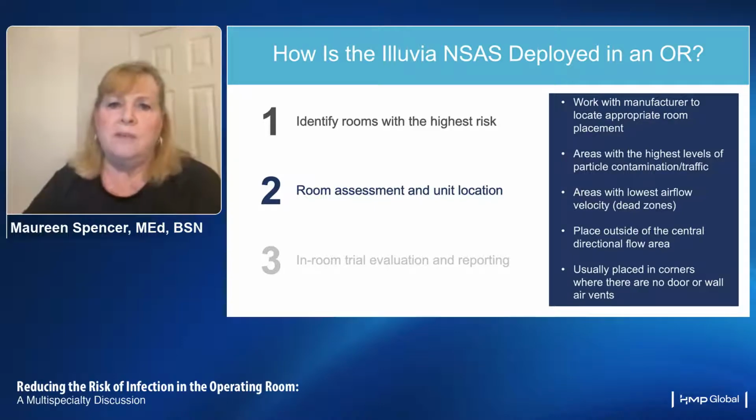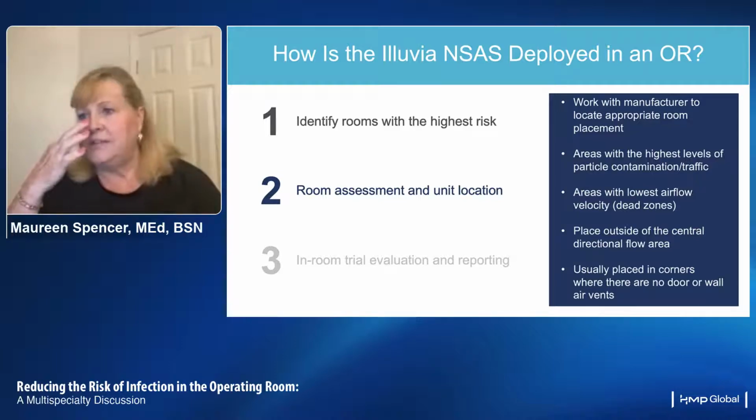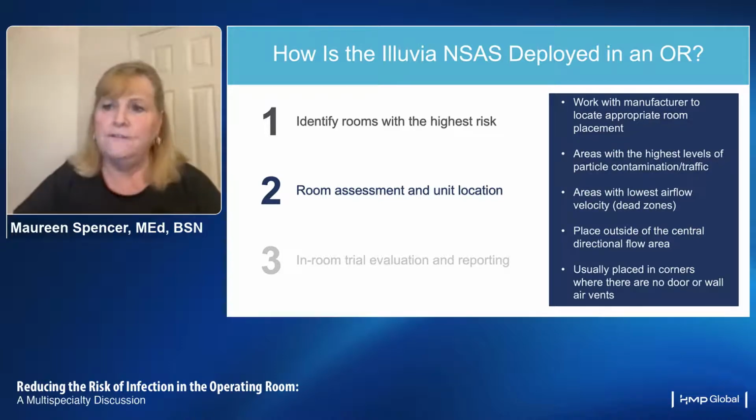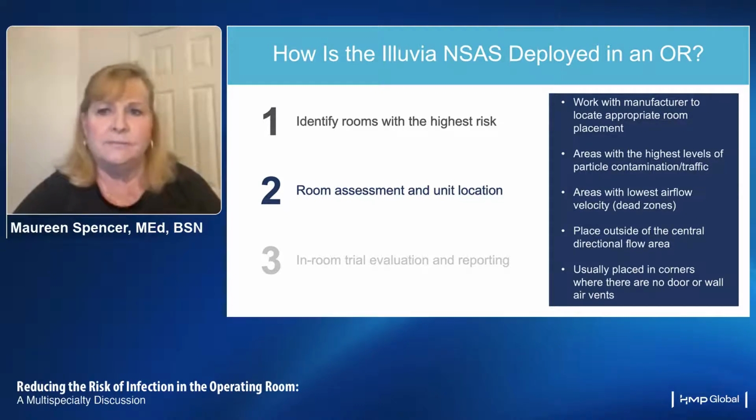So working with the manufacturer's rep, they come in and they look at what's the best place to locate this in the room. Areas with the highest level of particulate contamination and traffic, the areas with the lowest airflow velocity, called the dead zones, placed outside of the central directional flow area. And typically they're placed in the corners where there's no door or wall or air vents.